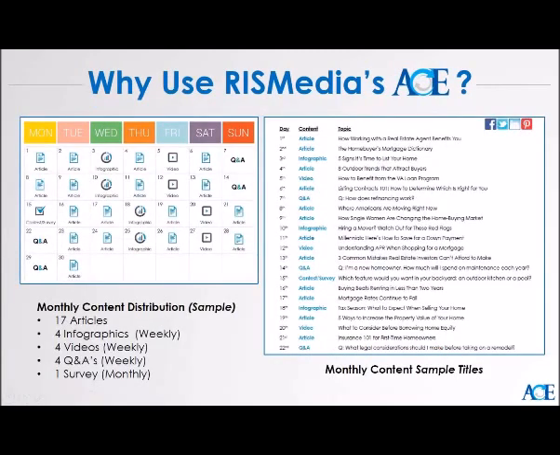Now, the idea behind ACE is that we're going to post this content for you, but I do want you to know that we're going to kind of mix it up. This is a sample schedule. You might get, for example, 17 articles and 4 infographics, maybe 4 videos, some Q&As, a monthly survey. But the point is that we're going to take our content and we're going to kind of mix it up for you.